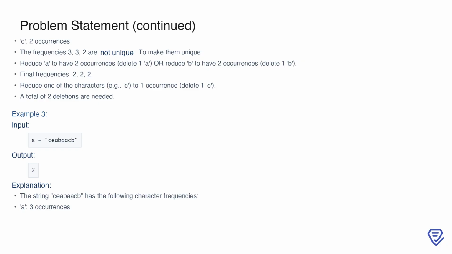To resolve this, we can reduce the frequency of c from 2 to 1, which requires deleting one occurrence of c. Now, the final frequencies are 2, 2, and 1, and they are all distinct. The total number of deletions required is 2, 1 to reduce a or b and 1 to reduce c. This satisfies the condition of having unique frequencies.